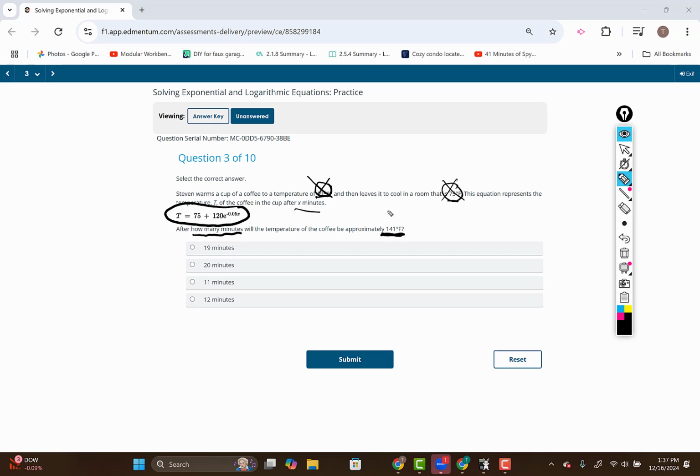They give us a t value. The only other variable that we have in this problem is t. They give it to us right here. So they want us to find x when t is 141. Should be pretty clear. The first step in this problem is to subtract both sides by 75. So let's do that.